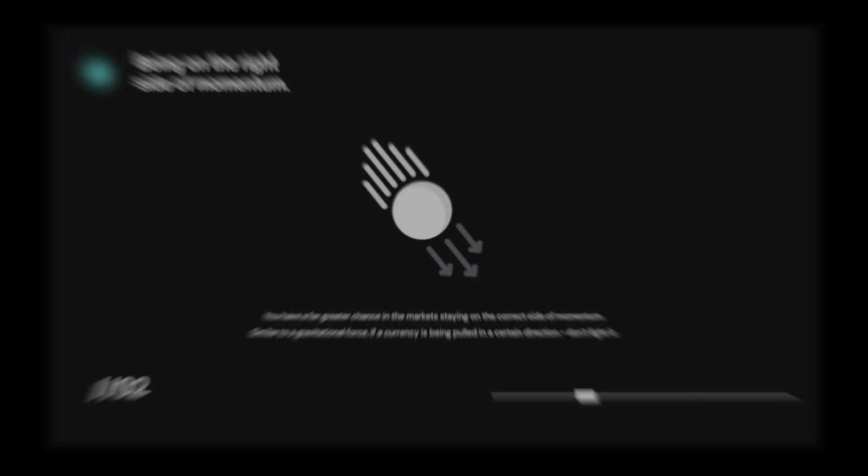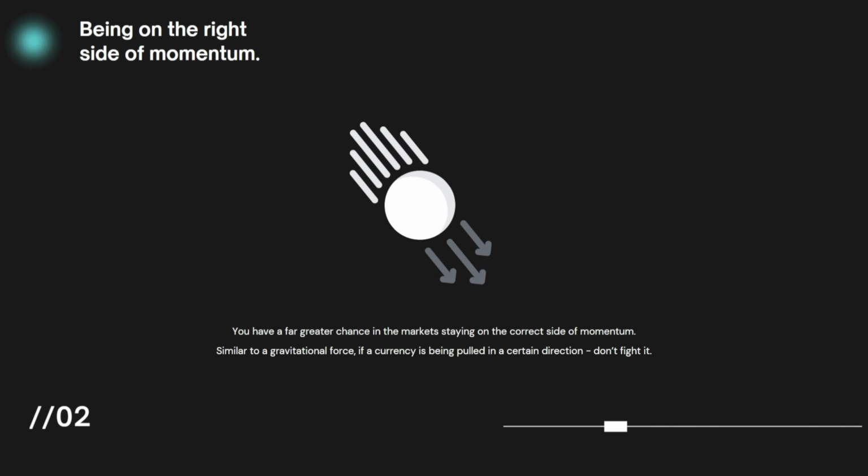You have a far greater chance in the market staying on the right side of momentum, similar to a gravitational force. If you imagine the currency is being pulled almost by magnets into that certain direction, do you want to be fighting that gravitational pull? Or if price is just dropping, it's like the old saying goes, don't try and catch a falling knife. And that tends to be those that are trading counter momentum.